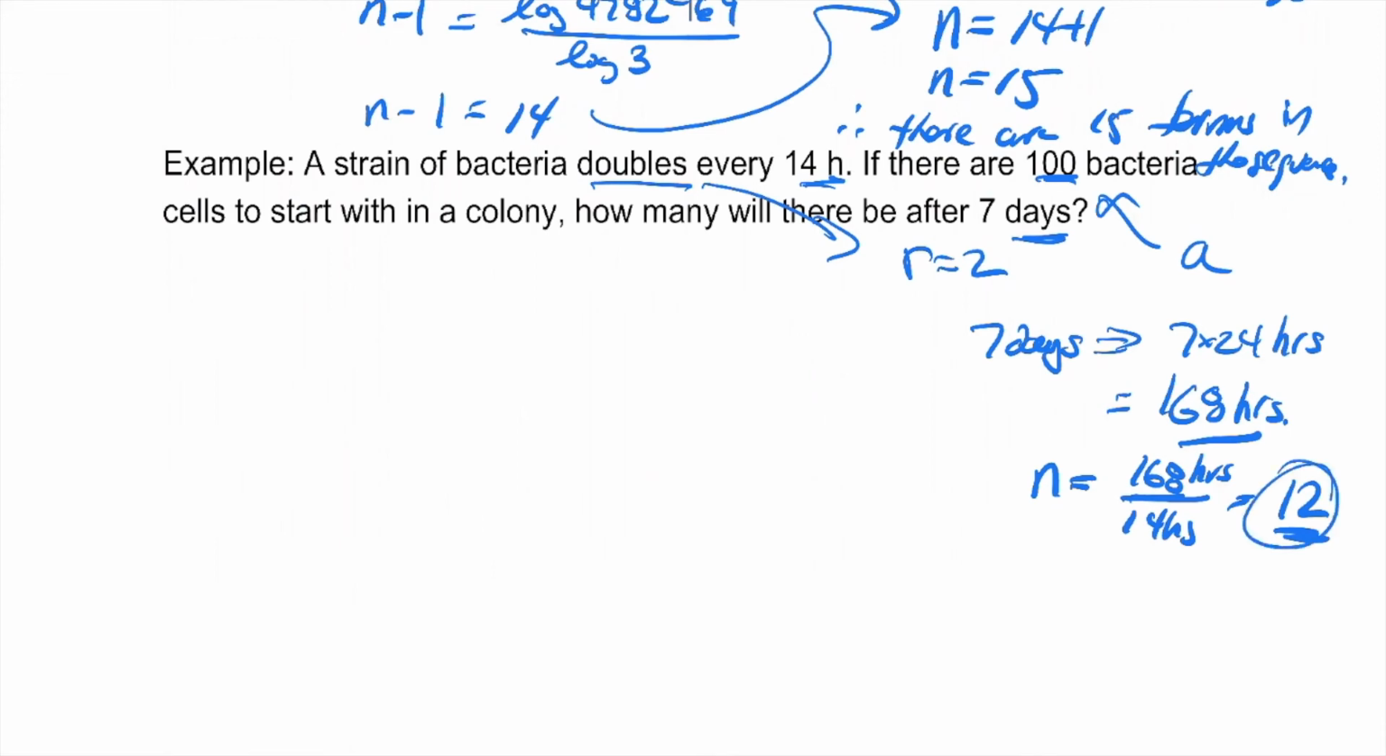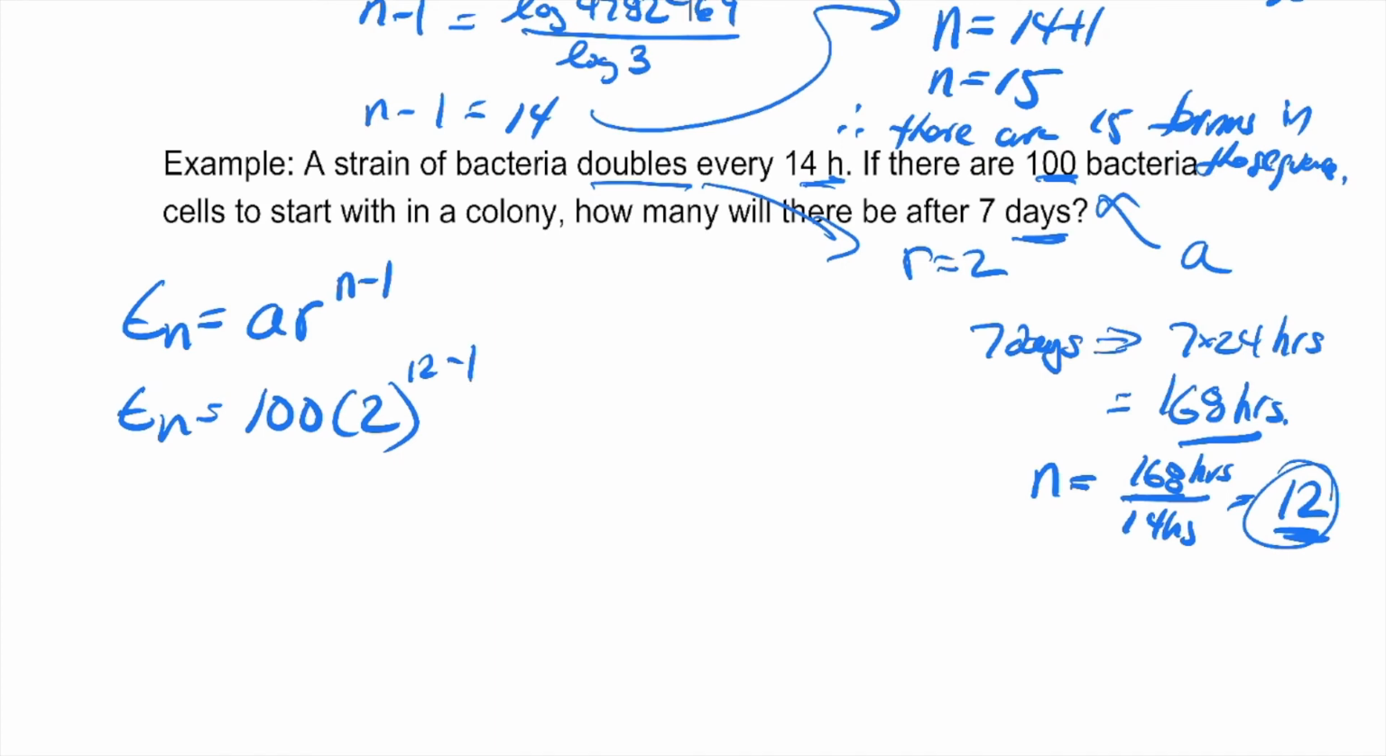It's going to double 12 times. So let's come up with a formula. T of n is going to be A, so I'll just write out the formula again so we're kind of used to it. That's a geometric sequence. So T of n, where A is 100, and it's going to double in 12 minus 1 times. Really we want to know what T of 12 is. So that's going to be 100 times 2 to the power of 11.